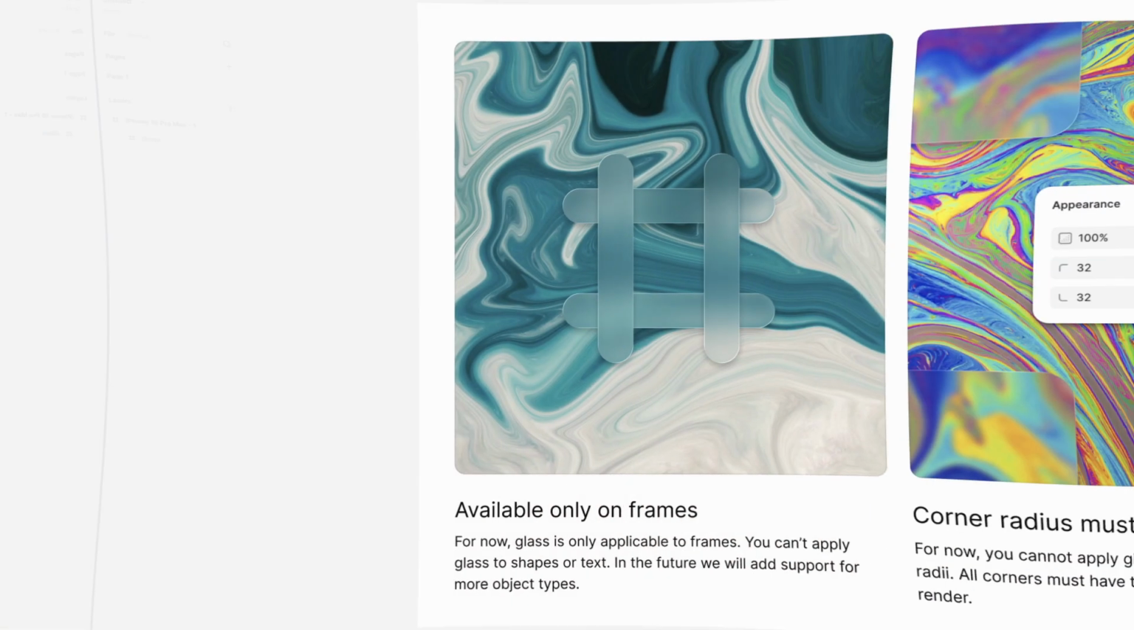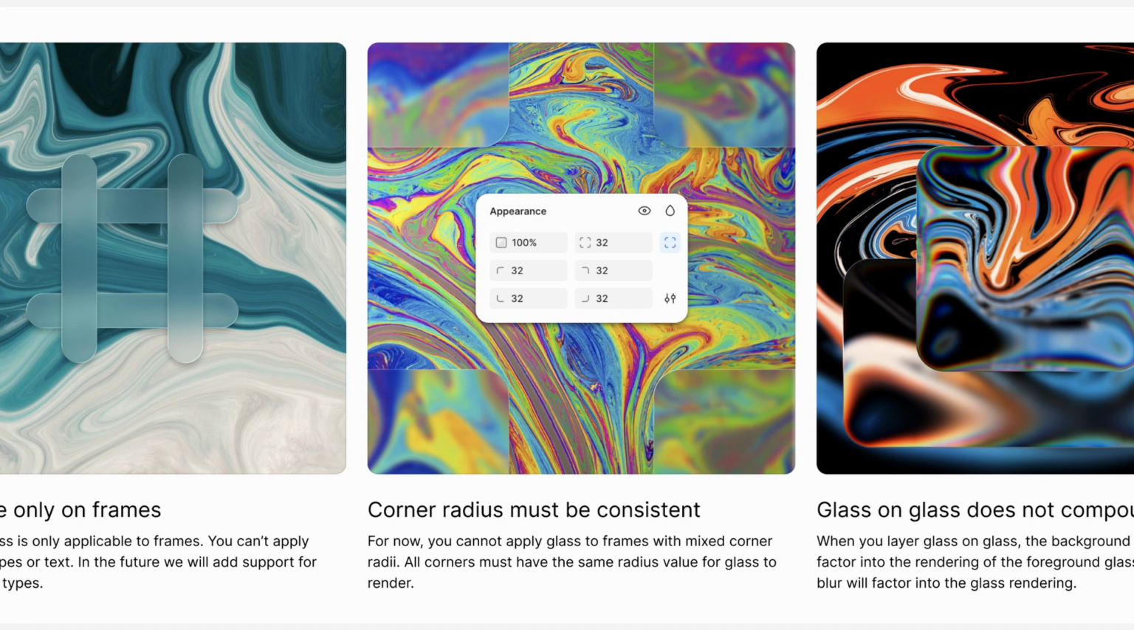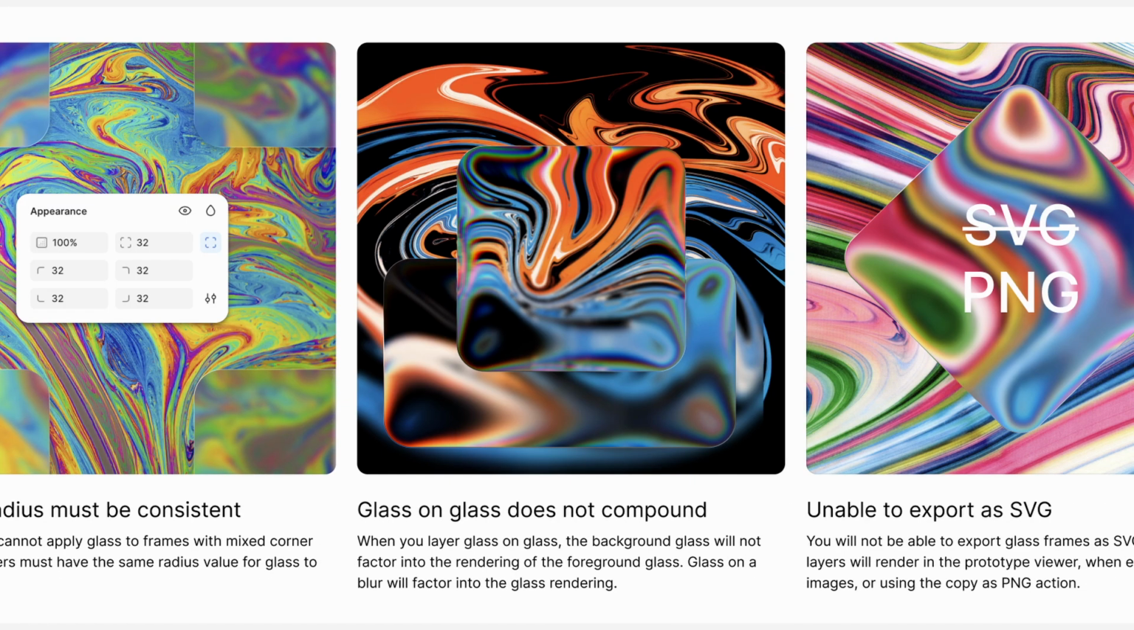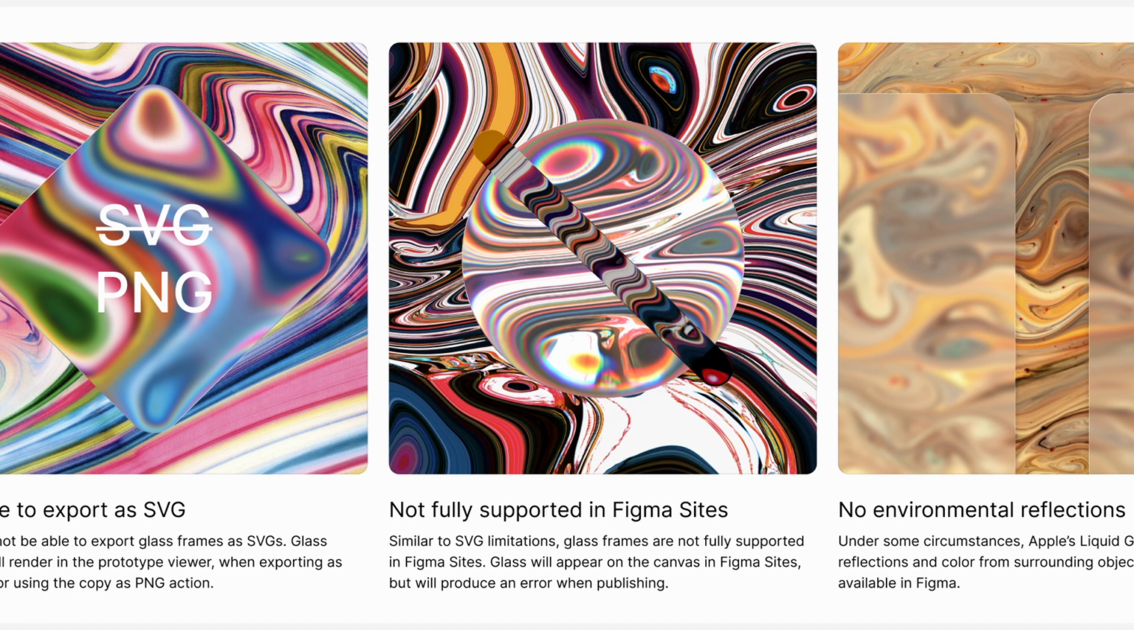Before we continue, please keep in mind, since the glass effect is in beta, it's available only on frames. You can't apply it to shapes or text. Corner radius must be consistent. Glass on glass, not compound. You'll not be able to export glass as SVG, and it's not fully supported in Figma sites.